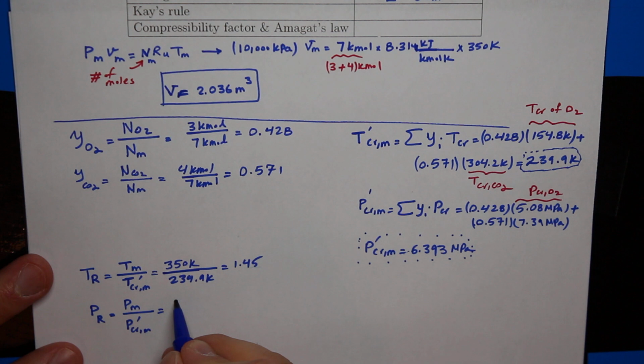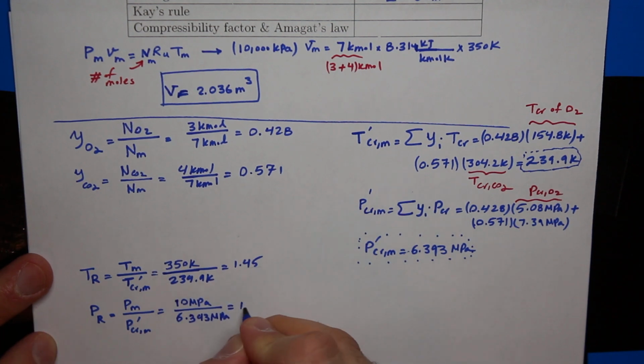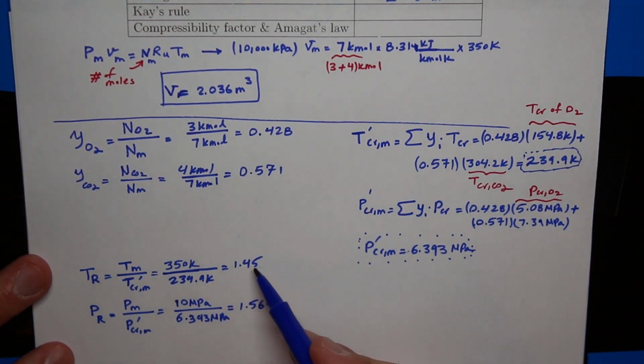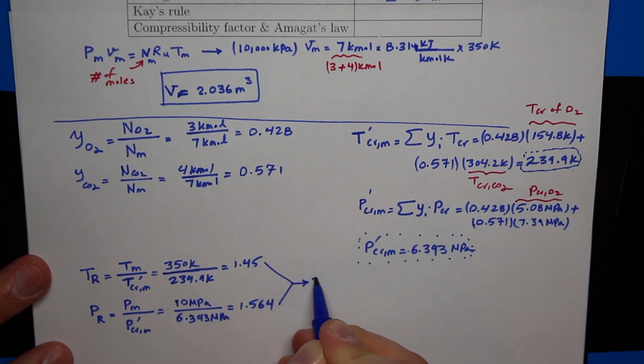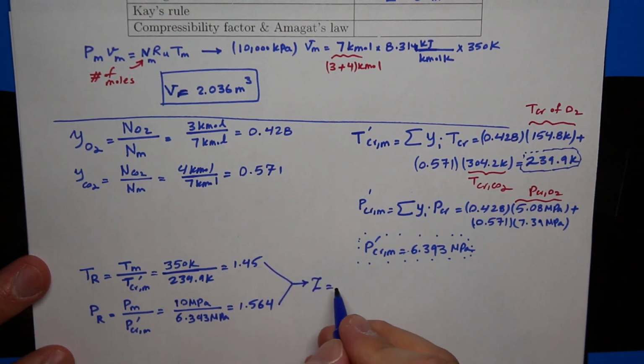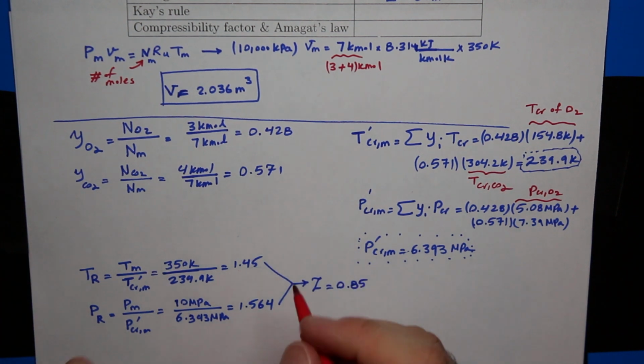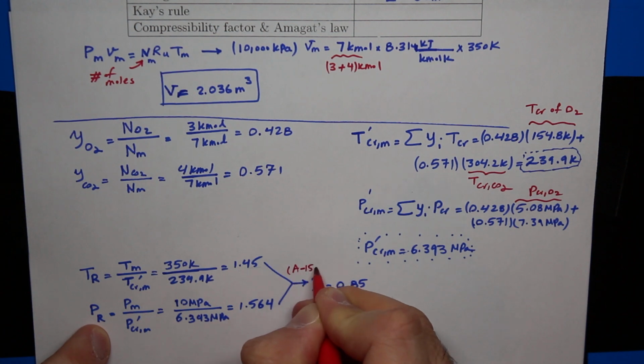Okay, so the pressure of the mixture in the problem statement is given at 10 megapascal, and the critical pressure is obtained at 6.393 megapascal. The reduced pressure is 1.564. Now what I would do is use these two numbers and go to figure A15, and based on that I would read the Z value. So Z is going to be 0.85, and this Z comes from figure A15.